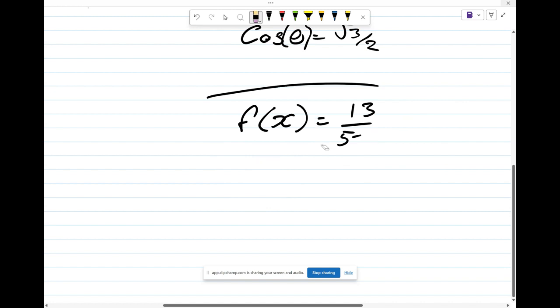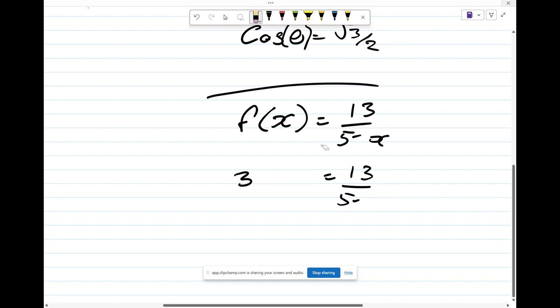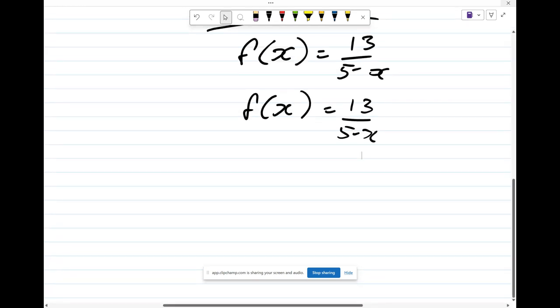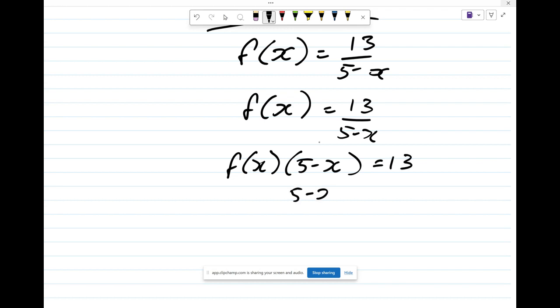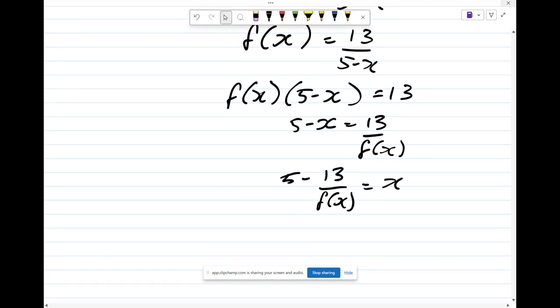But then in the next question, we found out, what if we had a certain amount of sales, 30,000 or whatever, and we wanted to find out how many months that took? So x here. Well, what we found out is that we have to work backwards. So if we want the output instead of the input, we can just multiply across by our denominator, and then divide by our output, and then get x on its own, so bring it over here, and bring all this and bring it over here, so kind of swap those. So 5 minus 13 over f of x is equal to x.